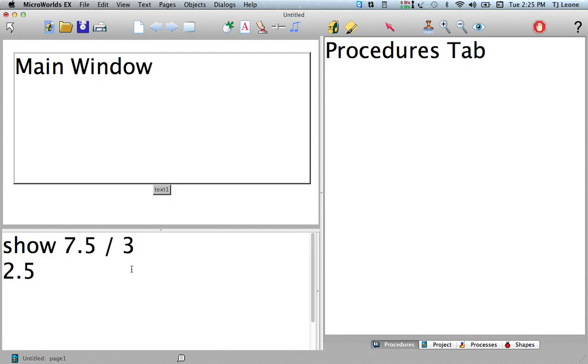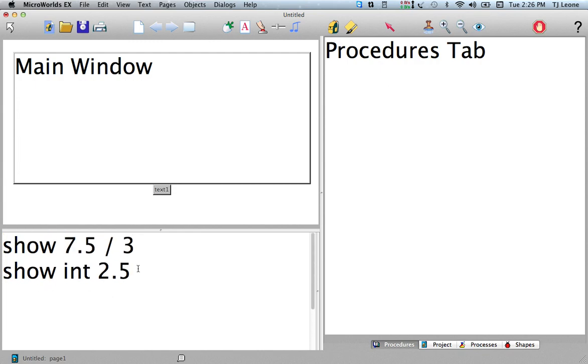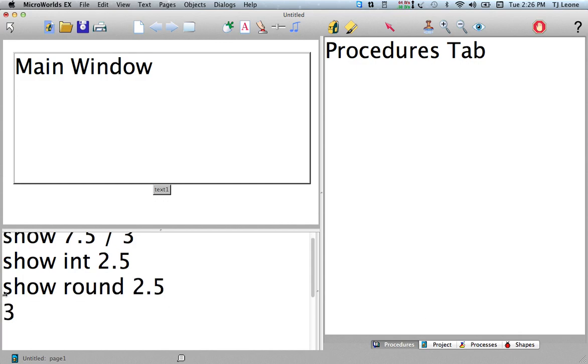And you can also in MicroWorlds convert a floating point number into an integer number, either with int. Oops, should have said show here. So you can either use int, and that converts a number. That just basically chops off the decimal portion of the number. Or if you say round, that rounds the number to the nearest integer.